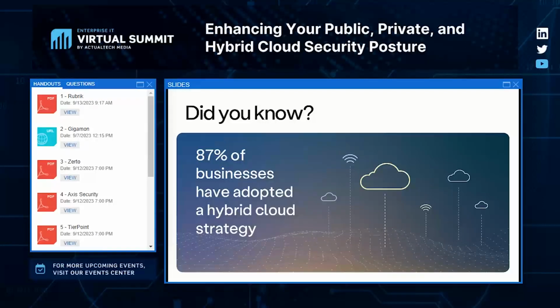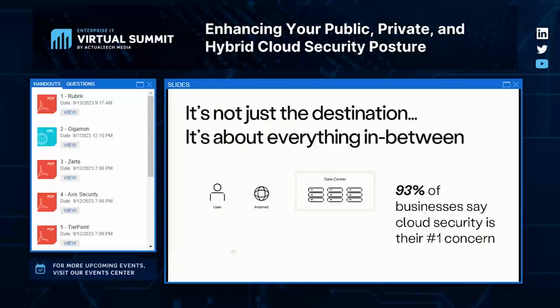The solution? Adopt a hybrid cloud strategy, which 9 out of 10 companies are doing. But the impact is, if you consider how to secure both cloud and the on-prem applications, while also considering how to secure again those remote employees as well as third parties, it's a big challenge for the modern business. 93% of businesses say that cloud security is their number one concern and that the in-between matters just as much as the destination. So let's look at how most users are accessing cloud-based applications and services today.